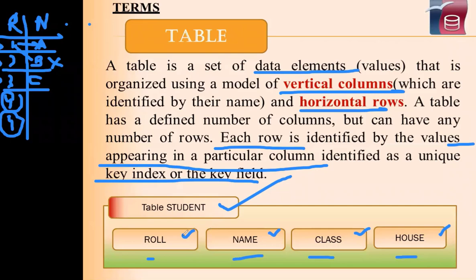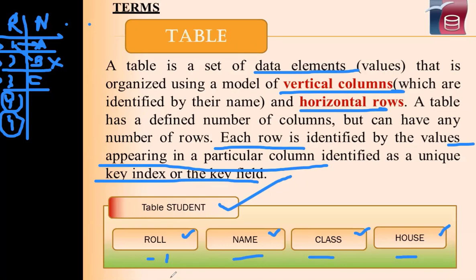For example, if I have roll number as 1, I should not have any other student with roll number 1 in the class, if I'm talking about the class table. If I'm talking about the school table, then I should not have any student with the same roll number. As you must have already noticed, all of you have got an admission number. That admission number is different for every child. That admission number is the key field, which helps us to uniquely identify every student in the school.